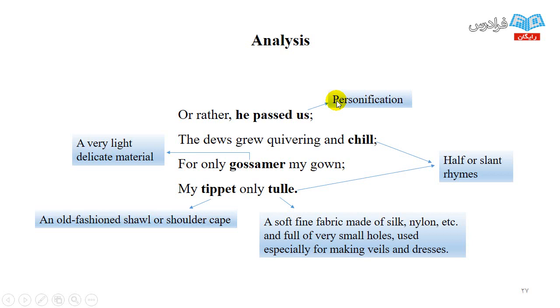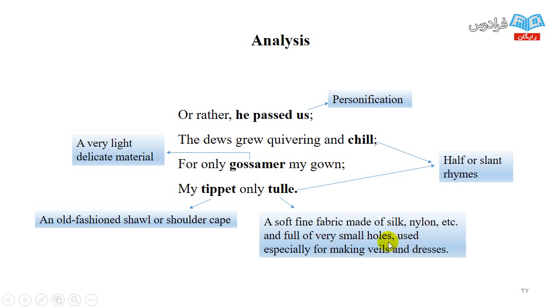The speaker is not an active agent anymore. Now she's a part of the landscape. The dews grew quivering and chill for only gossamer my gown, my tippet only tulle. Gossamer is a very light, delicate material. Tippet is an old-fashioned shawl or shoulder cape. Tulle is a soft, fine fabric made of silk, nylon, etc. and full of very small holes, used specially for making veils and dresses.